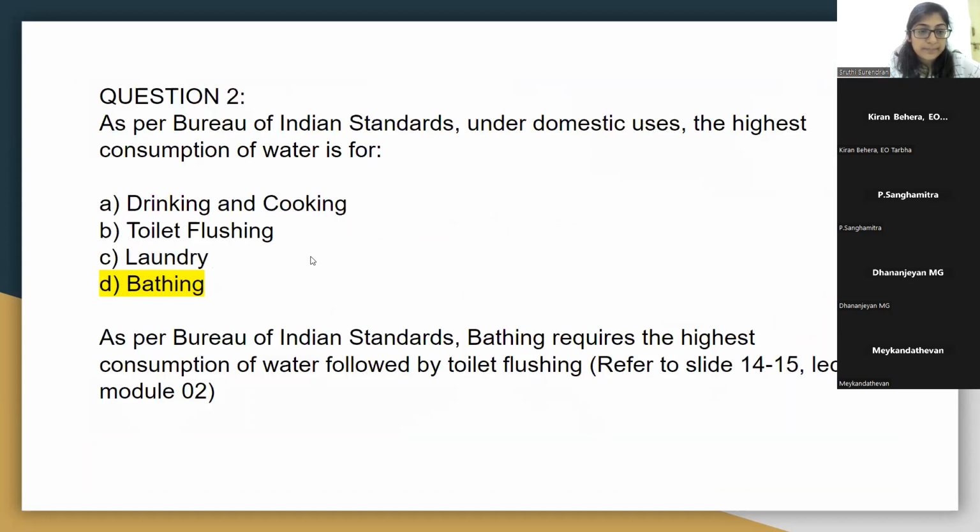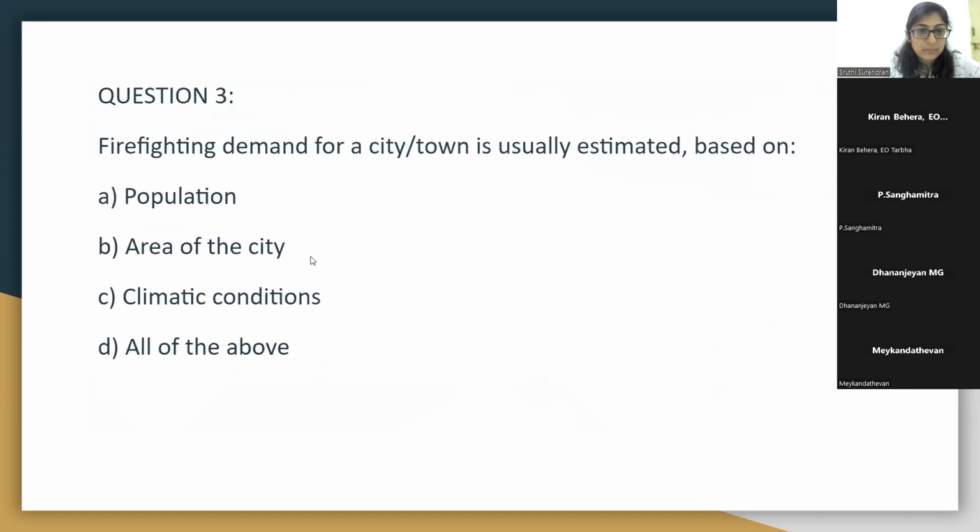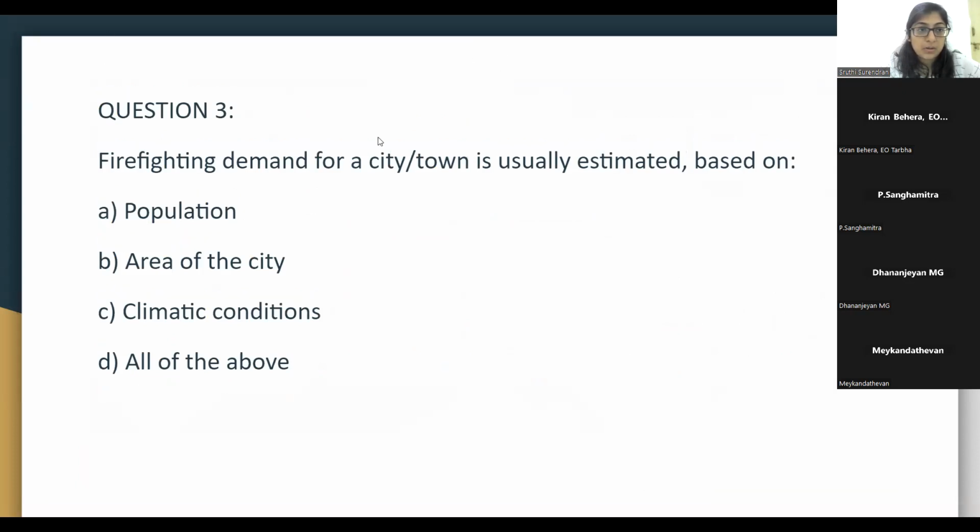Next question. Firefighting demand for a city or town is usually estimated based on what?